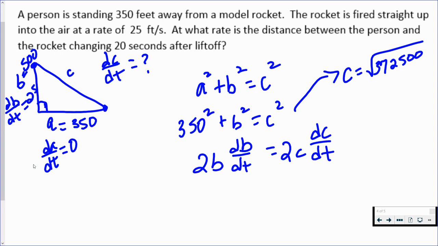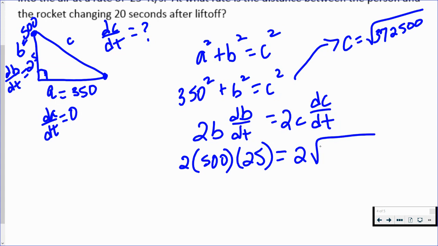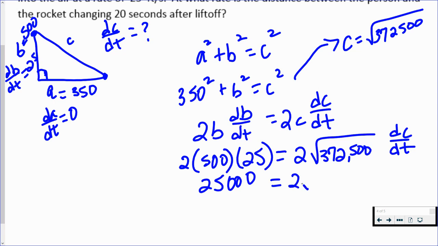So let's plug in what we know now. We know that B is 500, and db/dt is 25. C we just found to be the square root of 372,500, and we're solving for dc/dt. So we want to multiply out. We would have 25,000 equals 2 times the square root of 372,500 times dc/dt.